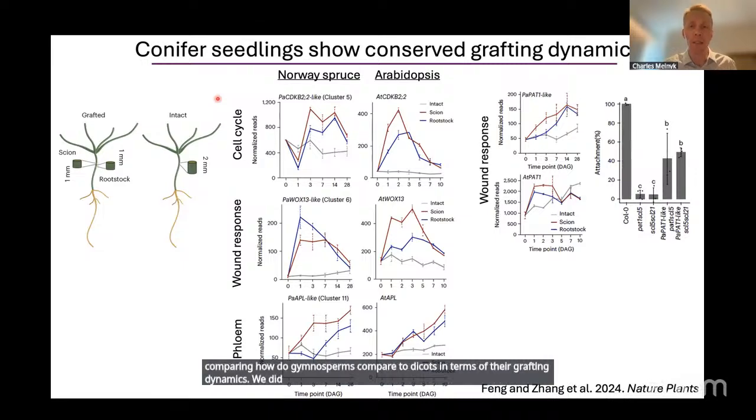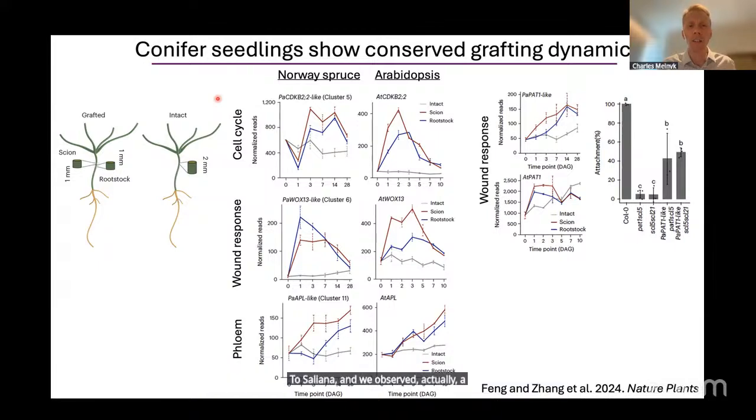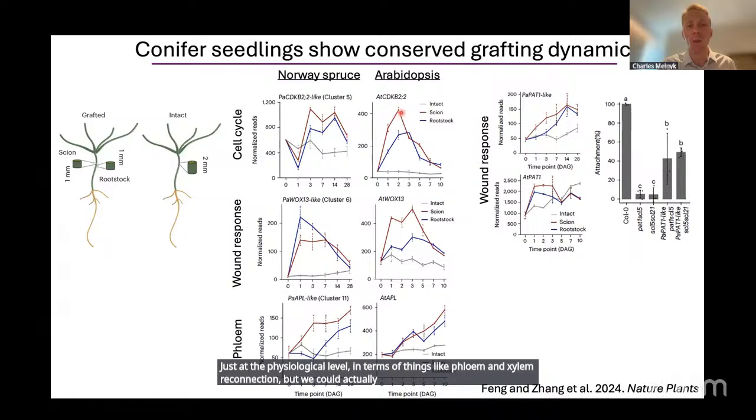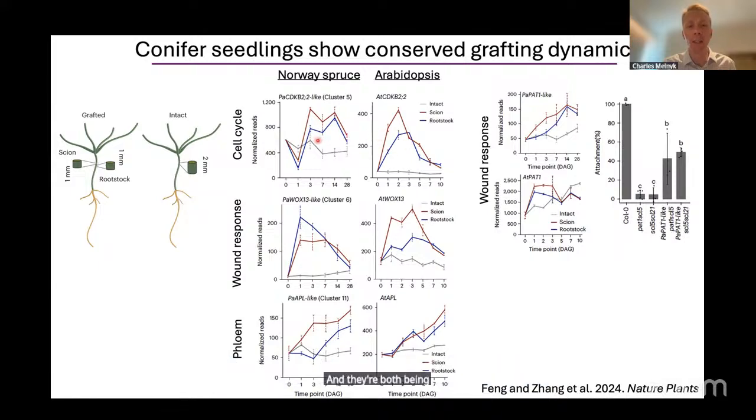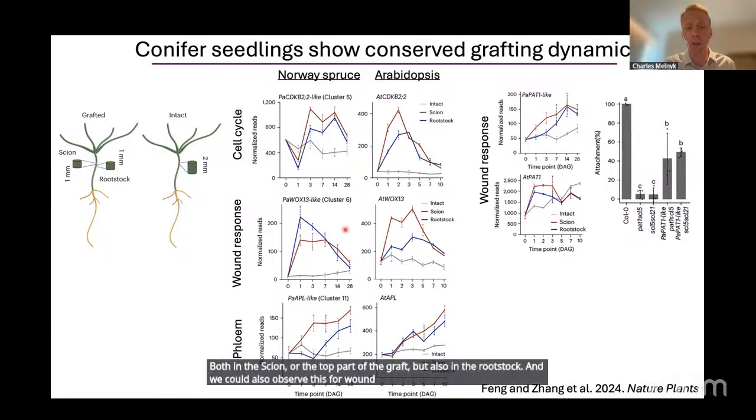We did transcriptome sequencing of both Norway spruce and also from our previous work in Arabidopsis thaliana, and we observed a remarkable conservation in the process, not just at the physiological level in terms of things like phloem and xylem reconnection, but we could actually see genes and homologs, such as those associated with cell cycle. You can see some in Norway spruce here, the homolog in Arabidopsis, and they're both being upregulated at very similar times during the grafting process, both in the scion, or the top part of the graft, but also in the rootstock. And we could also observe this for wound response genes like WOX13, phloem-related genes like APL.